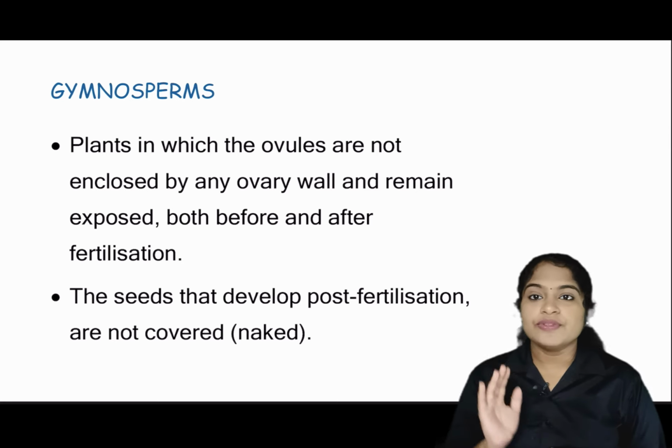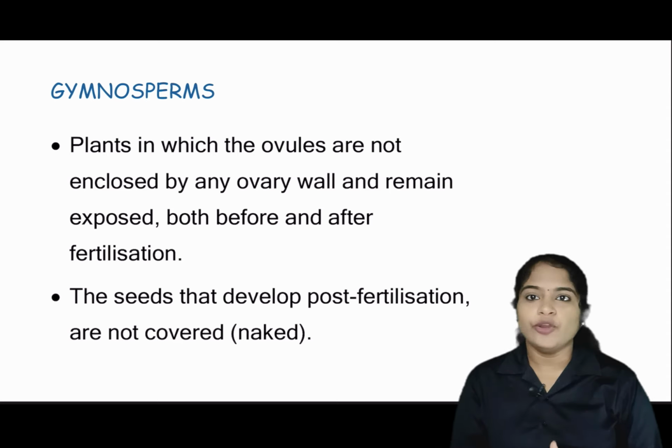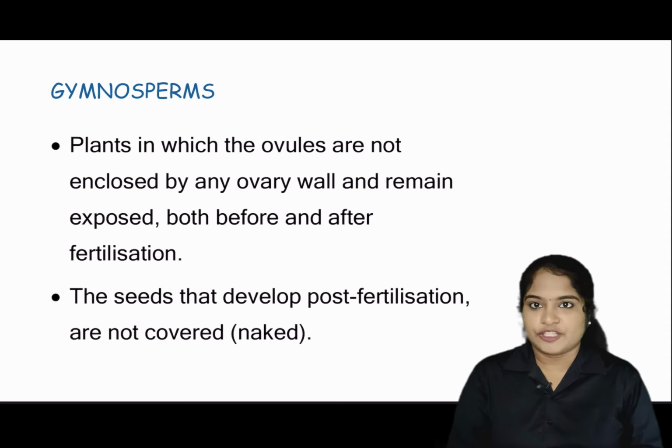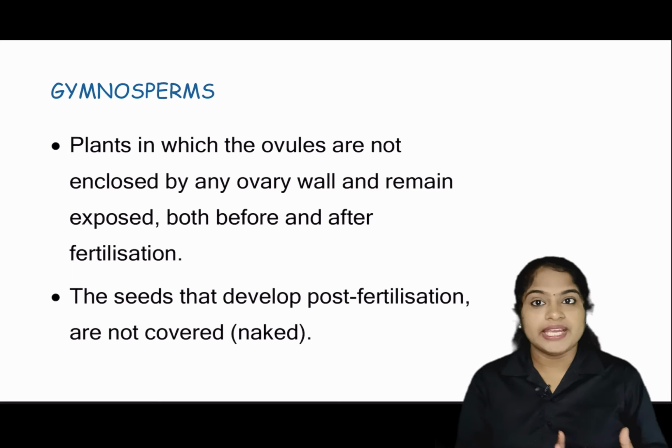So why are they producing seeds without fruit? That is, their ovules are not covered by any ovaries. So what happens there is, after fertilization the seed will be exposed. The seeds that develop post fertilization will not be covered by any fruits.